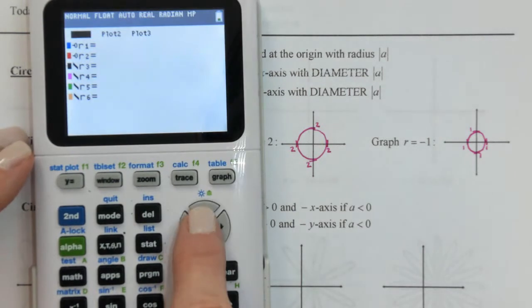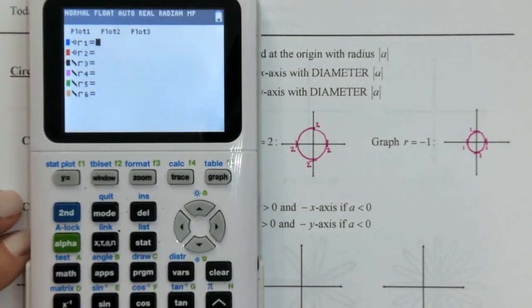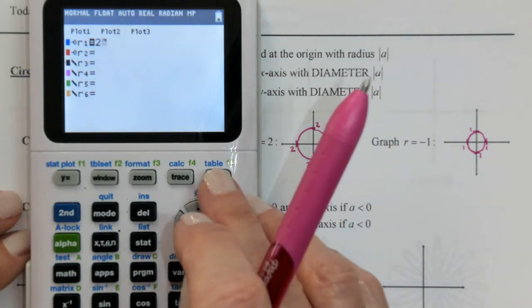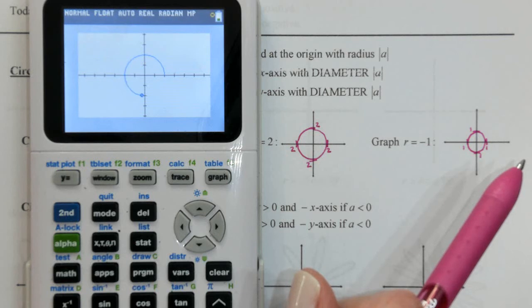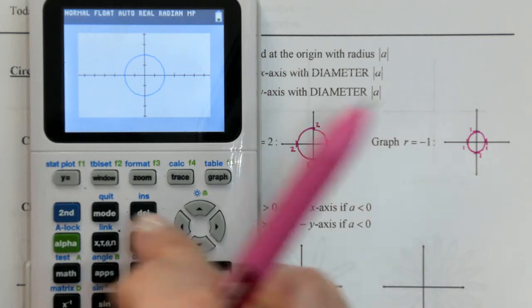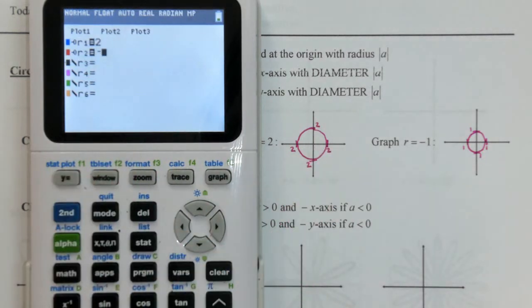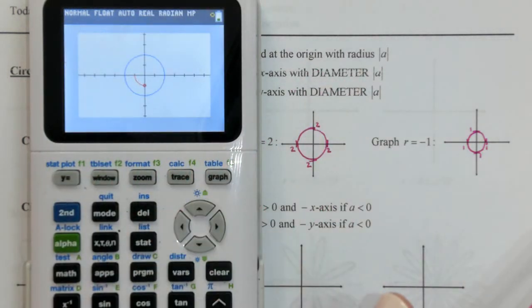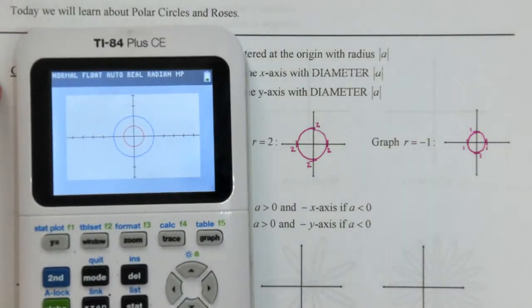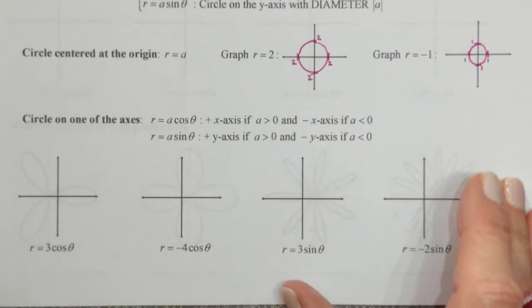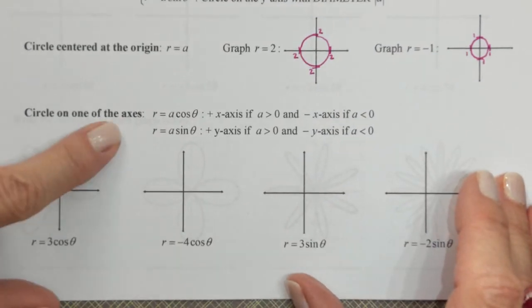So those are the resulting graphs. Let's go explore for a moment on our calculator. If I was graphing r is equal to 2, there's the way it is graphed. If I was graphing r is equal to -1, there's the way it is graphed. You see it starts in a different location and it goes in the same direction. We will be doing some exploring here, but we're going to be doing everything by hand.